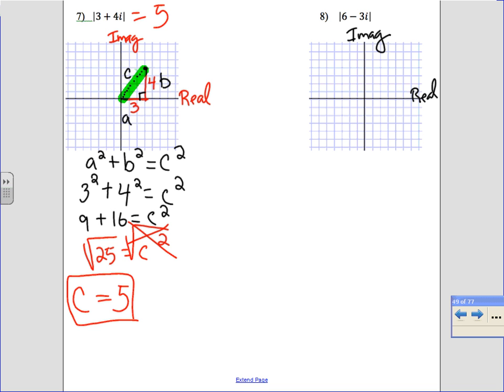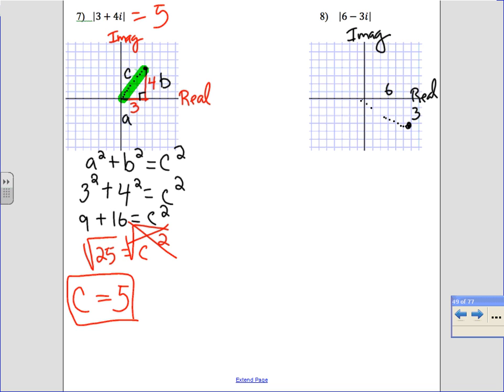Okay, and now we have to plot it. So we know that the real number is 6. So we're going to go over 6: 1, 2, 3, 4, 5, 6, which is right here. And we're going to go down 3: 1, 2, 3, because we know that the imaginary number is -3. Okay, this is 3, this was 6. I'm going to make the dotted line.